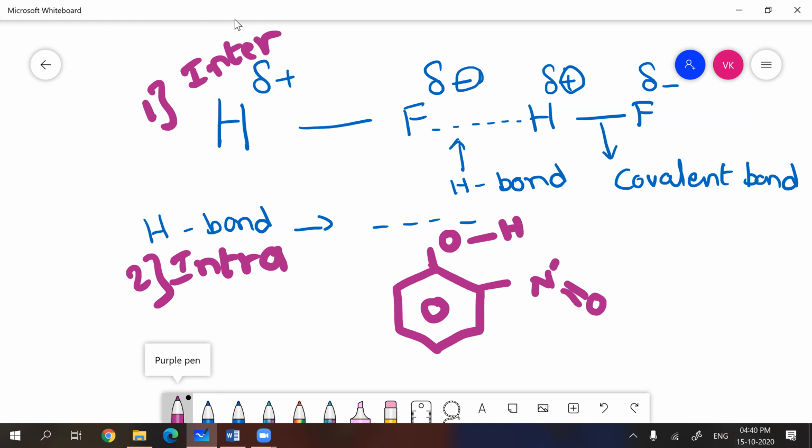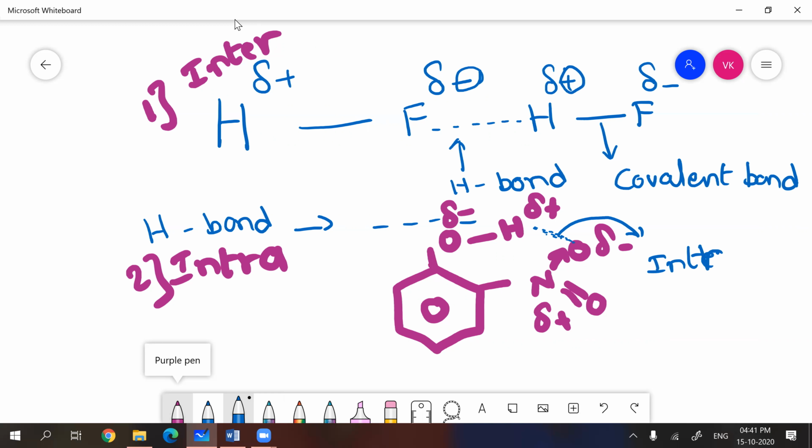In this case, this oxygen will get a partial negative charge and this hydrogen will get a partial positive charge, because hydrogen is attached to highly electronegative oxygen. Here oxygen is attached to highly electronegative nitrogen. Between the partially positive hydrogen and the negatively charged oxygen, there exists a bond. This is said to be an intramolecular hydrogen bond.